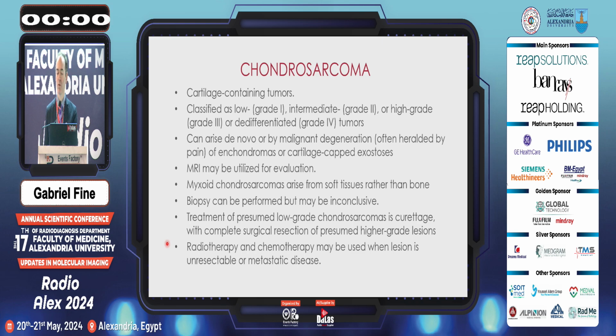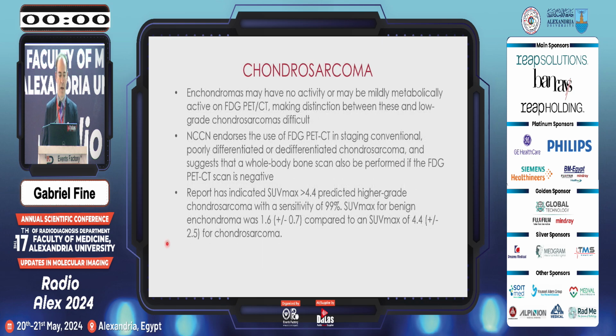Treatment of presumed low-grade is typically curettage, with complete surgical resection of presumed higher-grade lesions, and radiotherapy and chemotherapy may be used when the lesion is unresectable. Chondrosarcoma and chondromas may have no activity or may be mildly metabolically active, and that can be hard to differentiate an enchondroma, which is benign, from a low-grade chondrosarcoma.